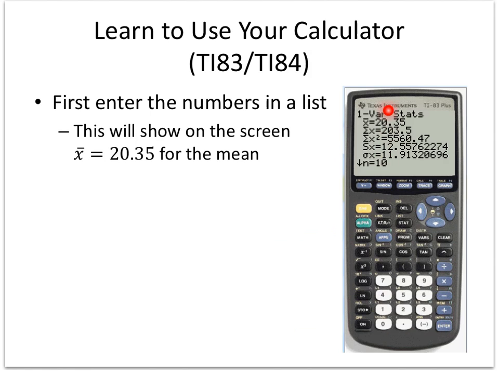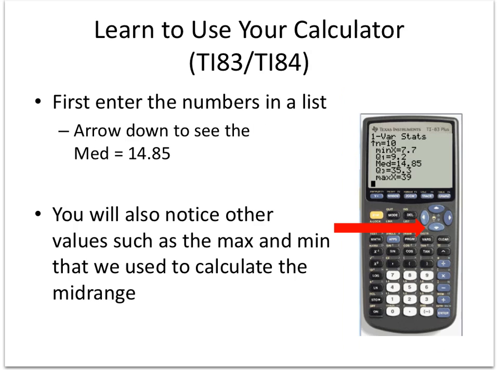After you do it, you get this readout, and as you can see right here, it gives the actual mean, 20.35. You can arrow down, because there's more than just this one screen. If you arrow down, you'll be able to find the median, which is kind of nice. You'll also notice the max and the min values are in here as well. So this gives a lot of information, and there will be some more of this that we'll use later in this course. So it's very valuable to start using your calculator.